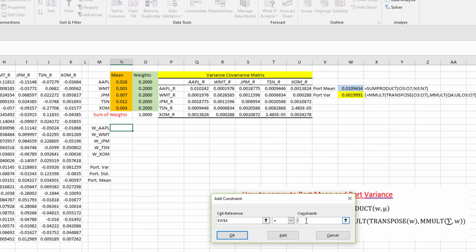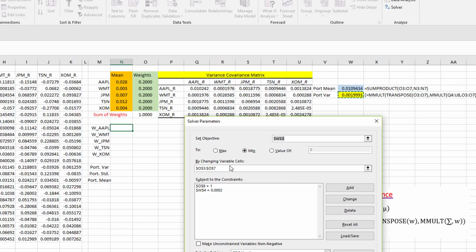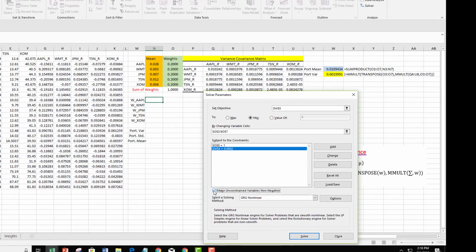To start with, I'm going to set this equal to 0.0002. That is my first return. Then I can click OK, and now I have two constraints. Sometimes you might see here the option to make unconstrained variables non-negative, which is not the constraint I would like to use, because I also want some of the weights to be negative to make this solution more feasible. Otherwise Excel might not be able to solve it.